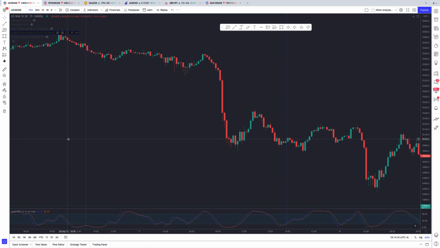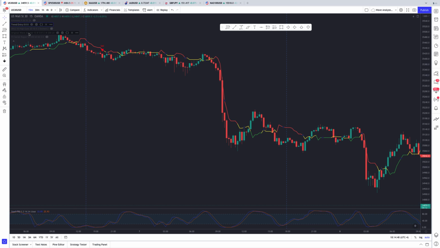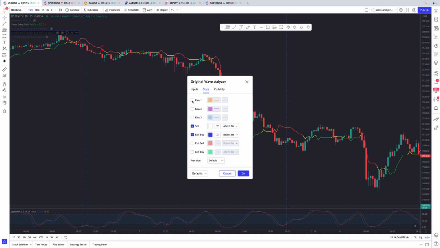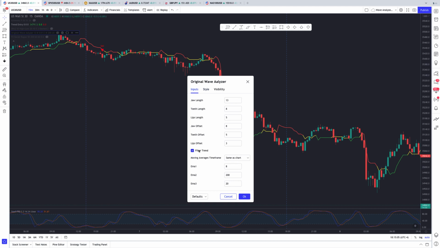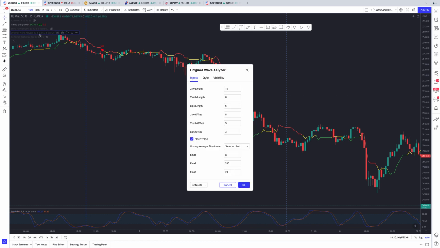So there's 3 indicators that we're going to use. One is called the trend entry, and the trend entry is already going to be default. So that's how it looks, nice and simple. Then we're going to use the original wave analyzer, and so you're going to go to settings. You're going to turn off EMA 1, 2, 3. You're going to keep sell and buy, but you're going to turn the sell to white, and you're going to turn the buy to blue. And in your input, you're going to have filter trend on, and you're going to make the same as chart, nice and clean. So that's the wave analyzer.